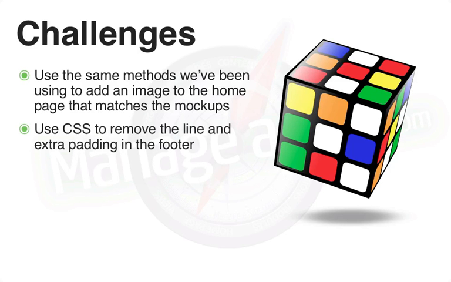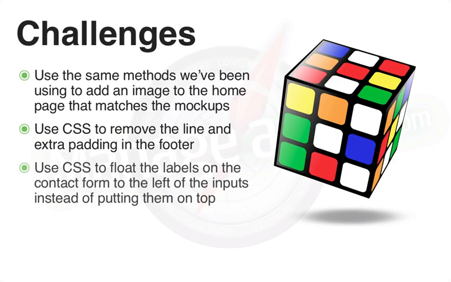Next, use CSS to remove that line in the footer, as well as the extra padding down there. Finally, you can use CSS to float the labels on the contact forms to the left, so instead of the labels appearing above the inputs, they appear in line with the inputs, which will add some extra space to that page.